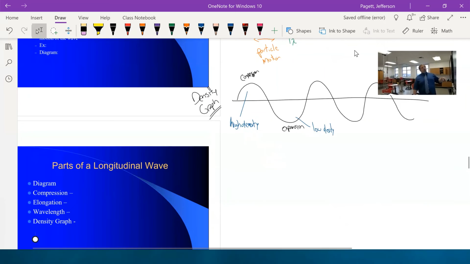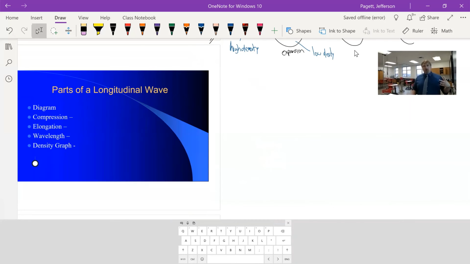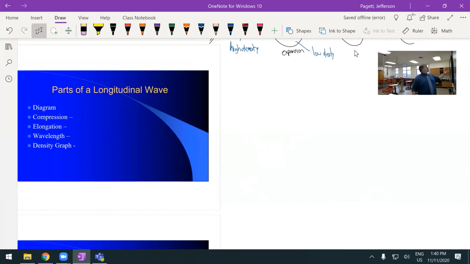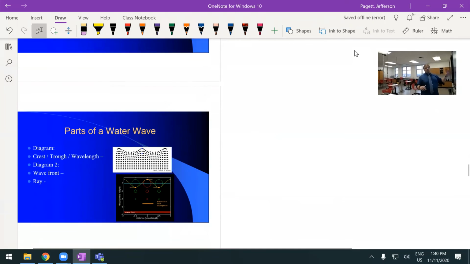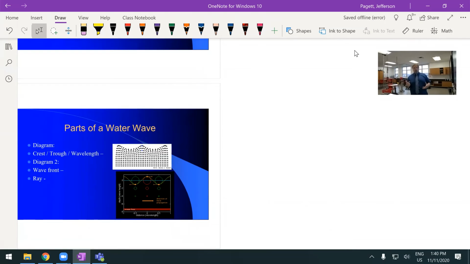Now, some people also ask about, hey, well, what about the amplitude? And the amplitude will be how big, how wide it is. It's how many particles it carries. Very rarely will you get an amplitude question on the Regents exam on a longitudinal wave. Basically, amplitude refers to how much energy it's carrying. So we'll talk about that a little bit more when the time comes.